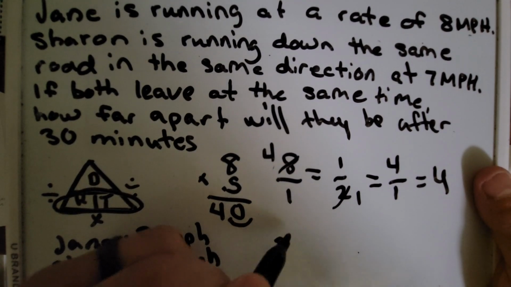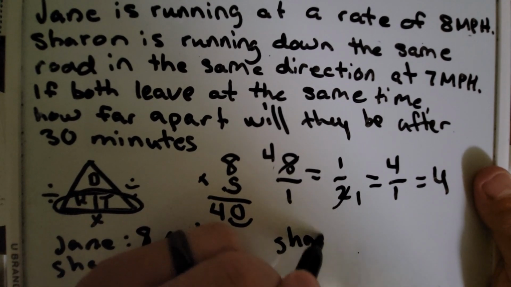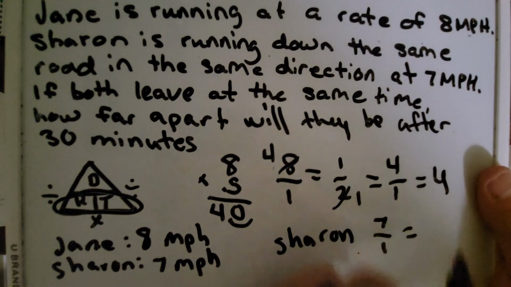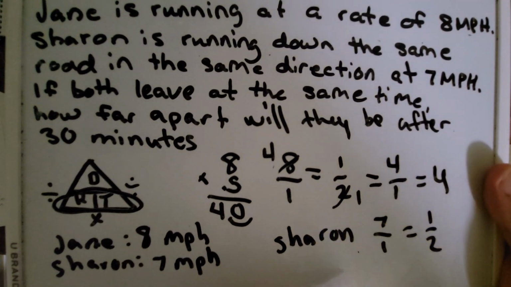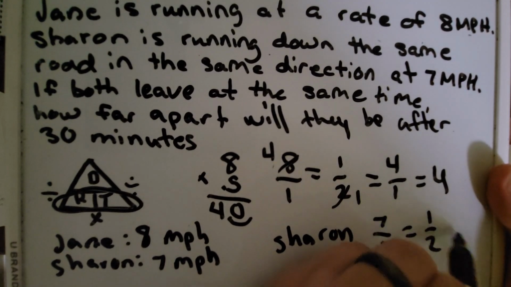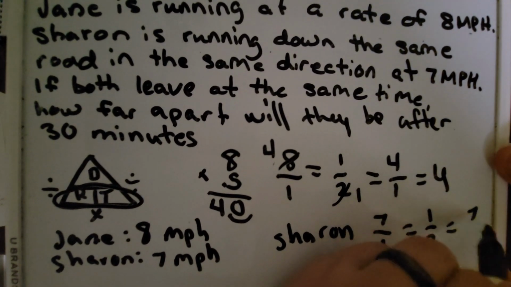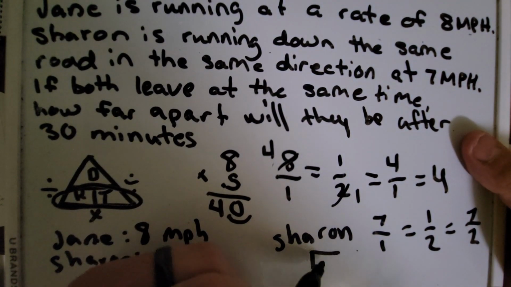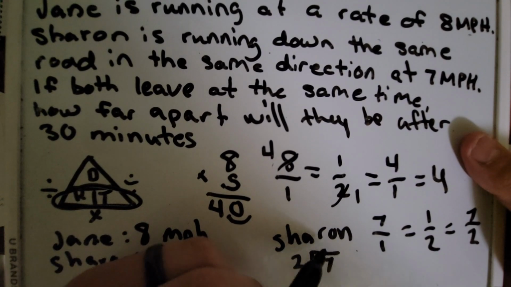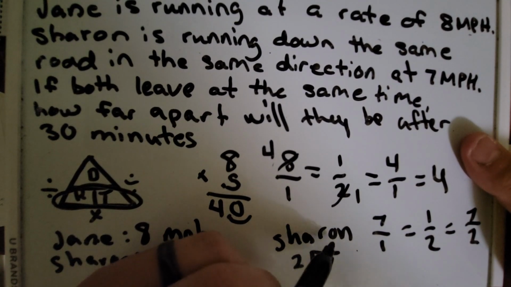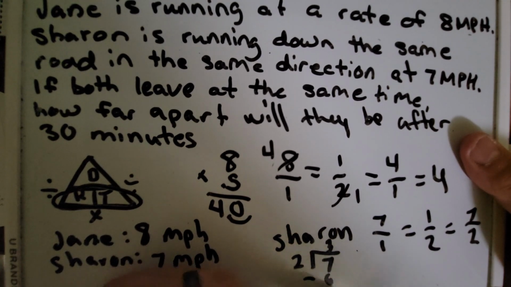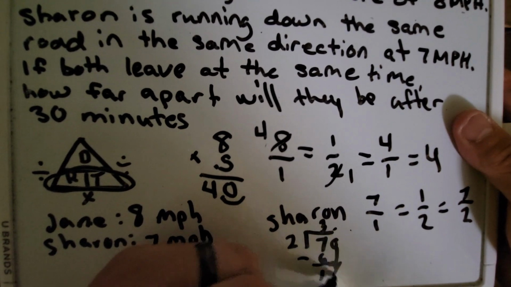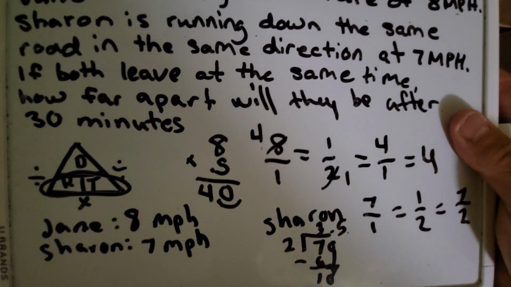Doing the same thing for Sharon. Okay, well, let's see. Sharon is 7 over 1, right? Times 1 over 2. Okay, well, these can't be reduced. So it's just going to end up equaling 7 over 2, right? That means it's going to be 7 divided by 2, right? And so 2 goes into 7 3 times, gives you a 6, leaves you with 1. Put the decimal, bring this down, it ends up with 3.5.